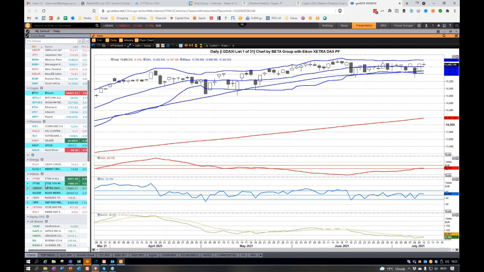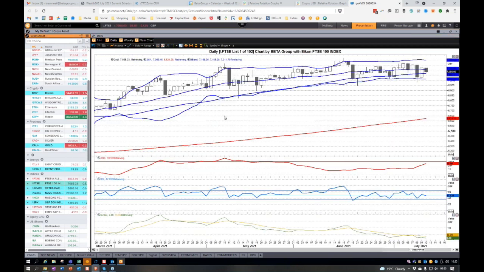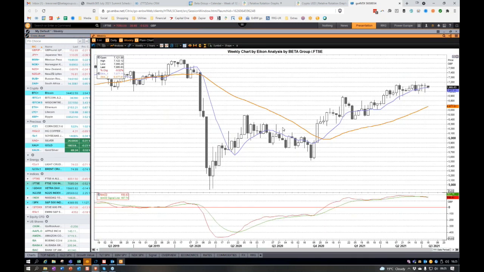And then the FTSE, the UK 100, again a very flat picture here, but let's look at the weekly here. Now there's an additional alarming thing.